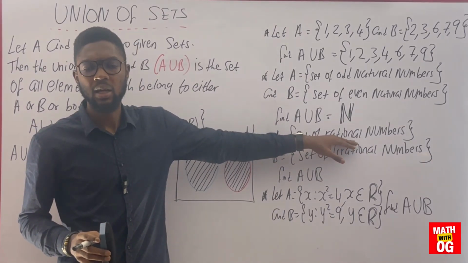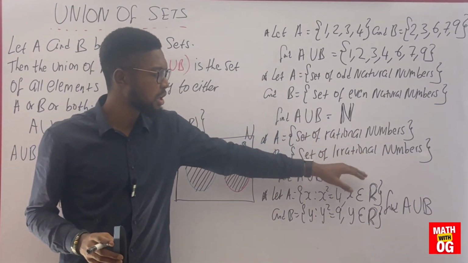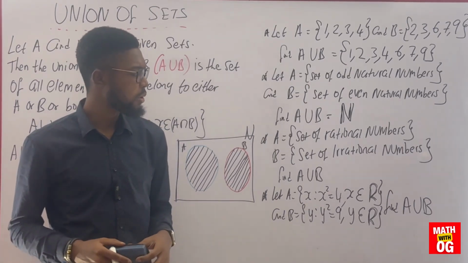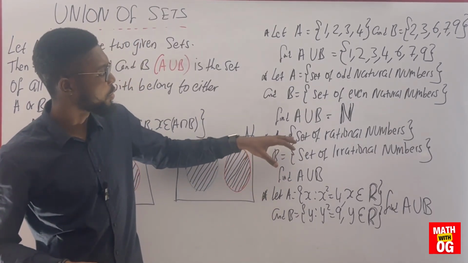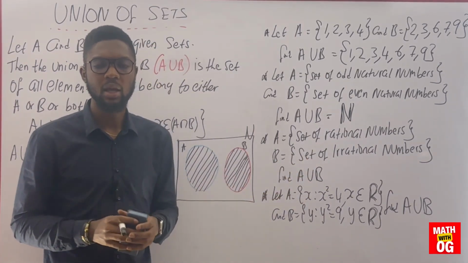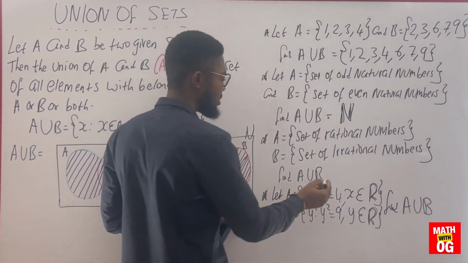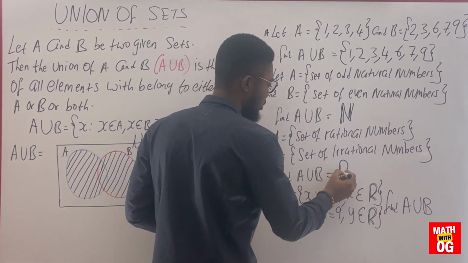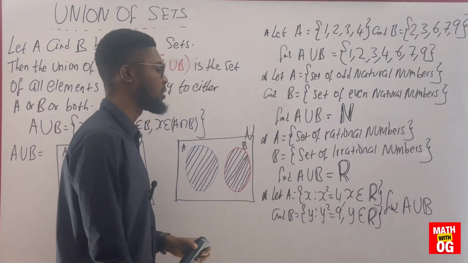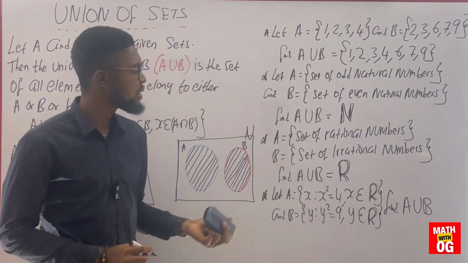Rational numbers can exist in the form of A over B, where A and B are integers. Irrational numbers cannot exist in the form of A over B, where A and B are integers. So the set of rational numbers union the set of irrational numbers all together forms what we call real numbers. The union of these sets is equal to the set of real numbers. So that's that for that.